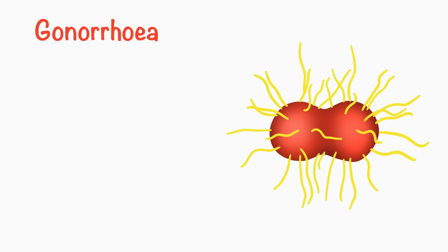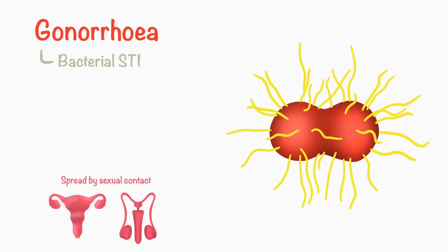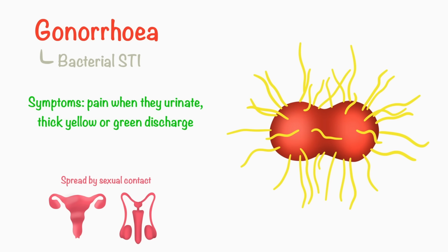The second bacterial disease we'll look at is gonorrhea, a sexually transmitted infection. Unlike salmonella, gonorrhea spreads through sexual contact, especially unprotected sex. A person with gonorrhea will often feel pain when they urinate. Another common symptom is a thick, yellow, or green discharge from the affected areas.